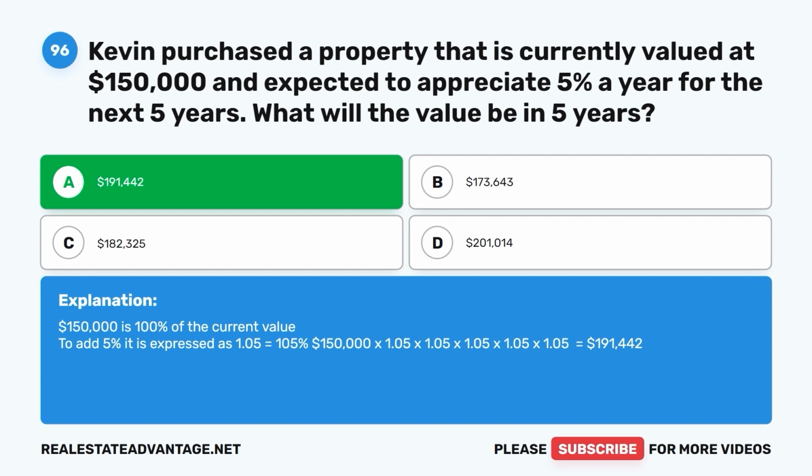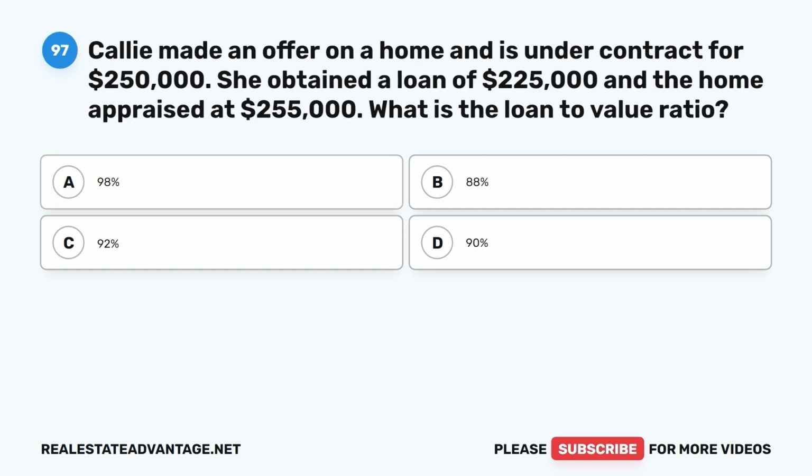$150,000 is 100% of the current value. To add 5%, it is expressed as 1.05 equals 105%. $150,000 times 1.05 times 1.05 times 1.05 times 1.05 times 1.05 equals $191,442.